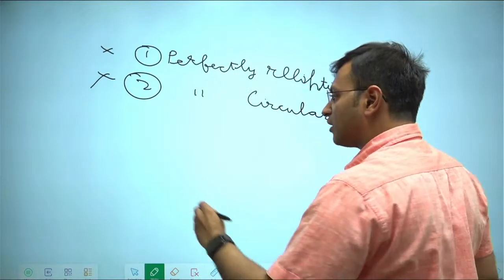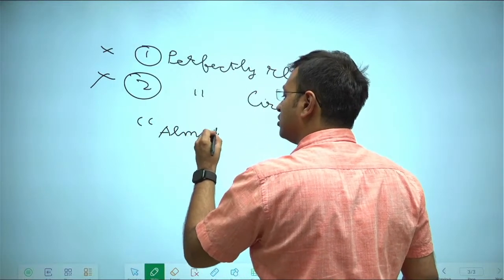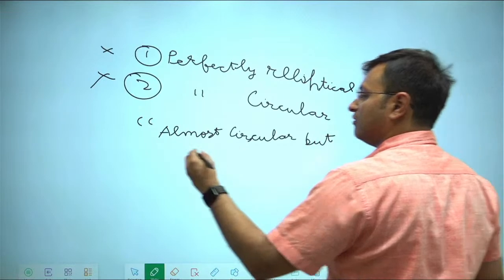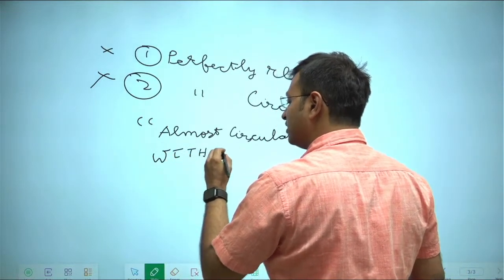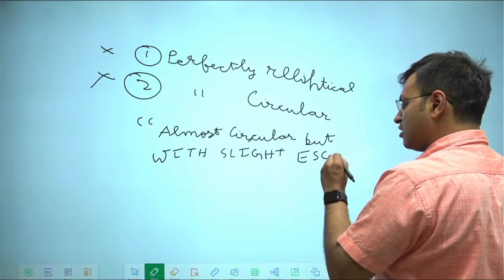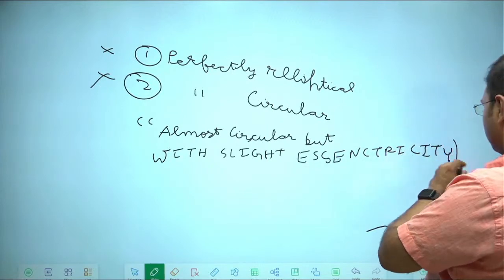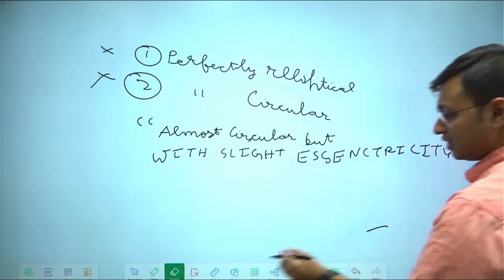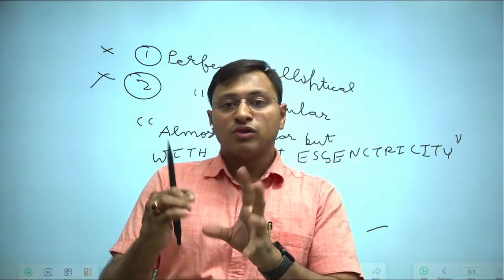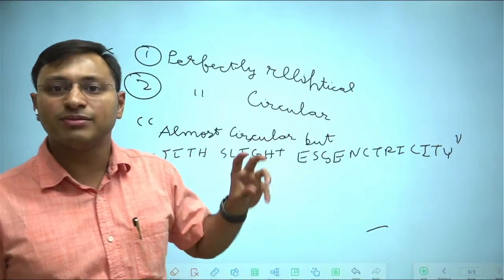The orbit of Earth around the sun is almost circular, but with slight eccentricity. What does this mean? Okay, if I am crudely explaining to you, what does this mean? That the orbit of Earth is neither perfectly circular nor perfectly elliptical. It is almost circular, but with slight eccentricity.